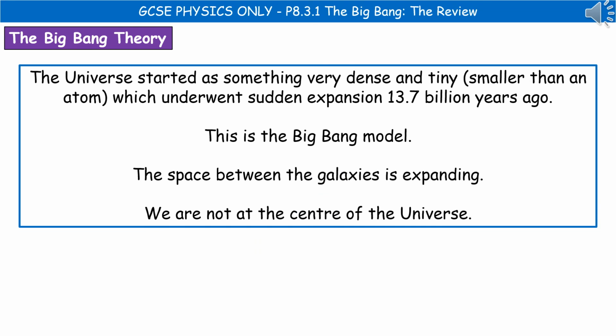So the most widely accepted model for our universe today is the Big Bang model. Now, what we actually have with our Big Bang theory is that the universe started as something very dense and very tiny that then underwent a sudden expansion about 13.7 billion years ago. And what we can see from this is that the space between the galaxies is expanding, and we on planet Earth are not at the centre of the universe, contrary to what some people may act as if they believe.